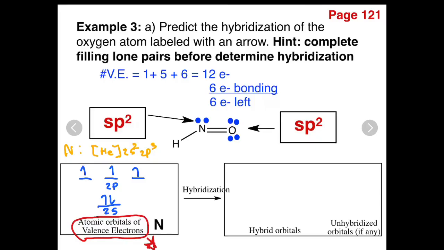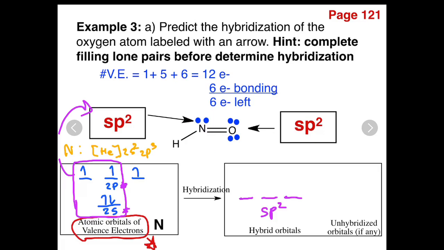sp2 comes from mixing 1 of the s and 2 of the p. Therefore, you are going to combine only these, 1 from the s and 2 from the p, in order to make sp2. If you mix those, the result would contain 3 hybrid orbitals. So 1, 2, 3. These 3 hybrid orbitals are what we call sp2. Again, the reason we are making sp2 is because we originally determined it from the electron domains, right?